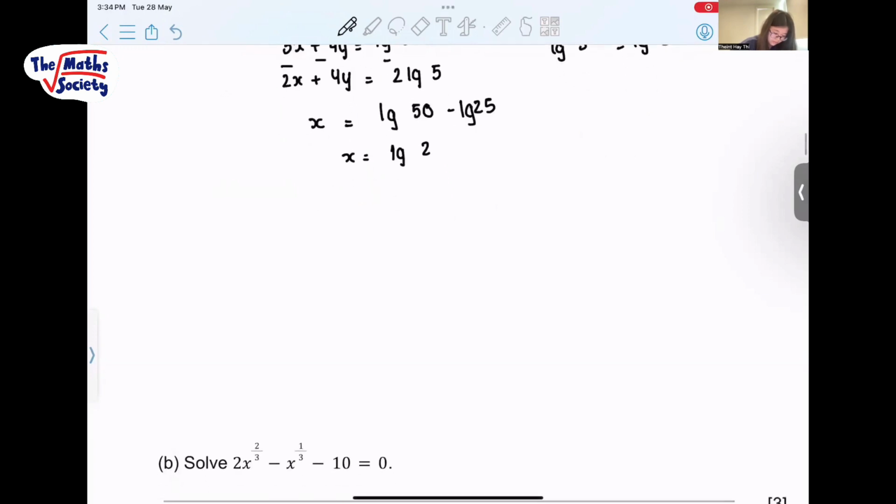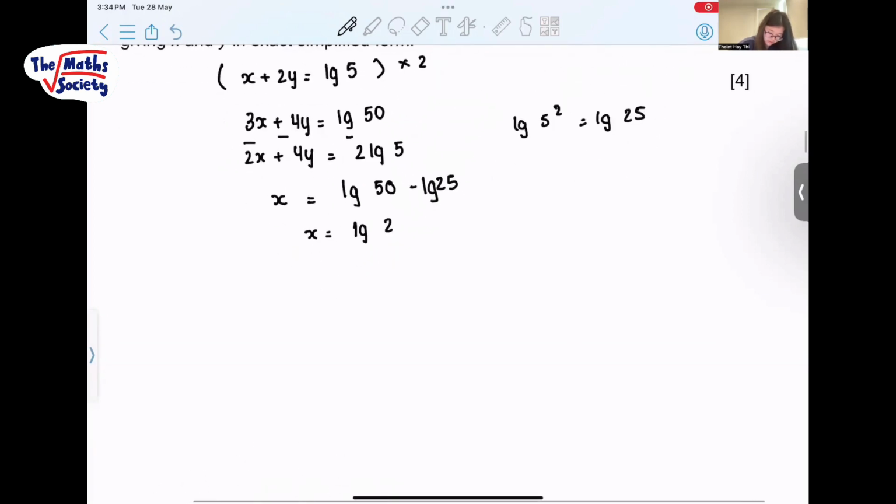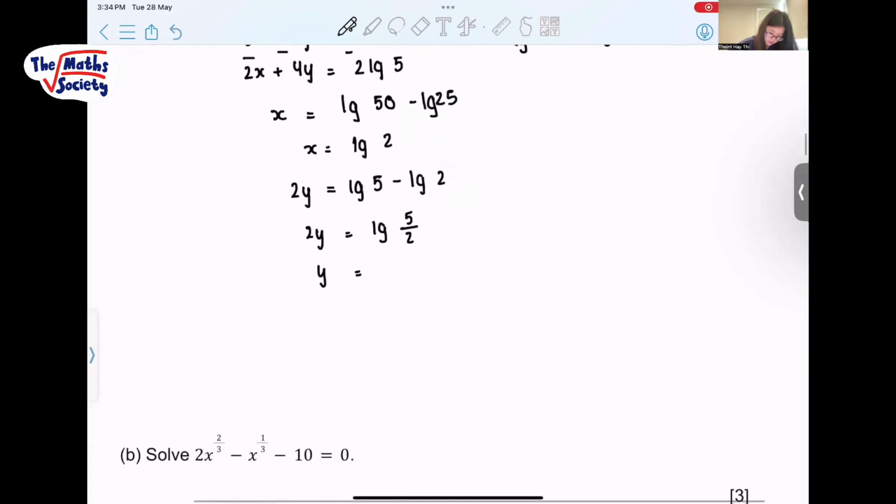So you have 2y equals to LG5 minus LG2. We have 2y equals to LG5 by 2. And then y equals to half LG 5 by 2.